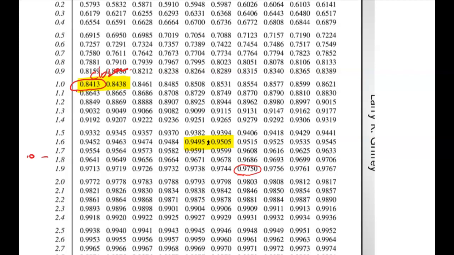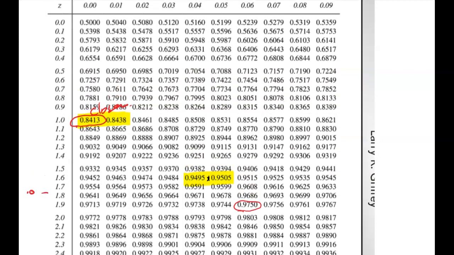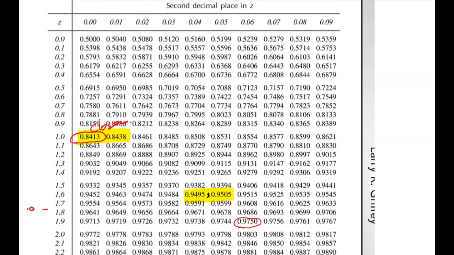Because if I add 0.0005 to this one and subtract from that, I get 0.950. So that means your value is directly between 1.64 and 1.65. If you're not sure how to tell what's directly in between two numbers, you can always add them up and divide by 2. So what is directly in between them? 1.645.